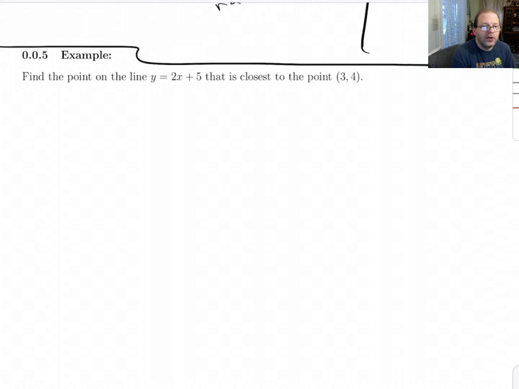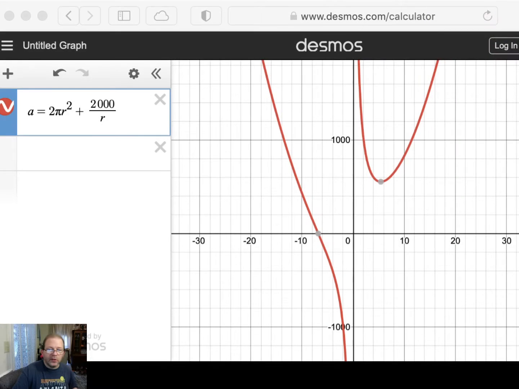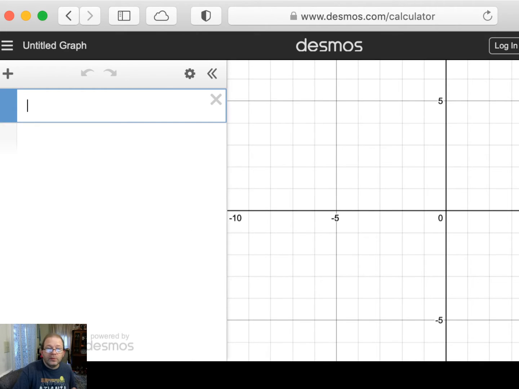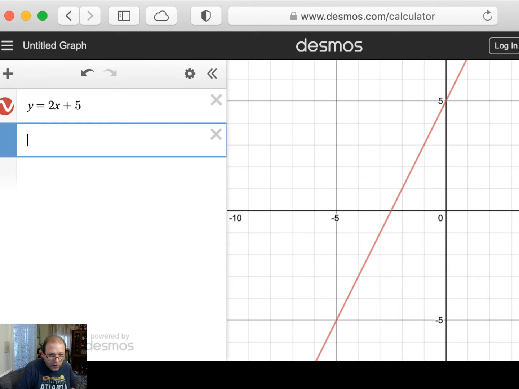All right, find the point on the line y equals 2x plus 5 that is closest to the point (3, 4). All right, so y equals 2x plus 5. Let's just play with this on Desmos for a moment. I'm going to reload it so that we get a normal axes. Let's see, we had y equals 2x plus 5, and we want the point that's closest to, what was it, (3, 4).